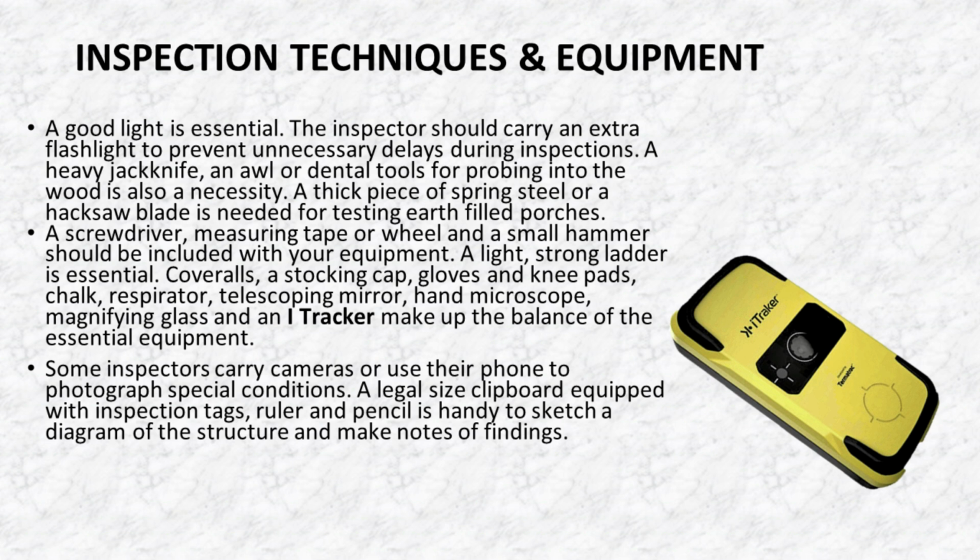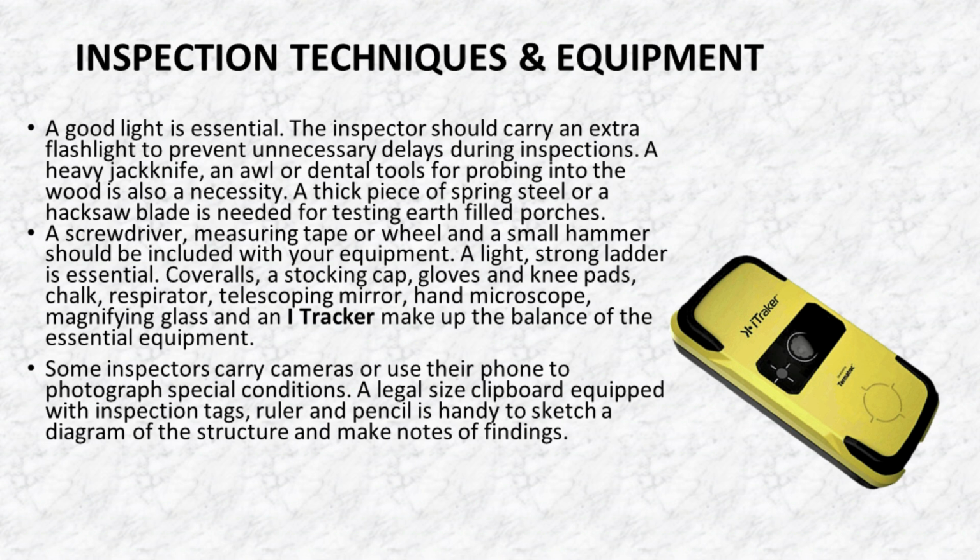As we mentioned before, good light is essential. The inspector should carry an extra flashlight to prevent unnecessary delays during inspections. A heavy jackknife, awl, or dental tools for probing into the wood is also a necessity. A thick piece of spring steel or a hacksaw blade is needed for testing earth-filled porches. A screwdriver, measuring tape or wheel, and a small hammer should be included with your equipment. A light, strong ladder is essential. Coveralls, a stocking cap, gloves and knee pads, chalk, respirator, telescoping mirror, hand microscope, magnifying glass, and an eye tracker make up the balance of the essential equipment.